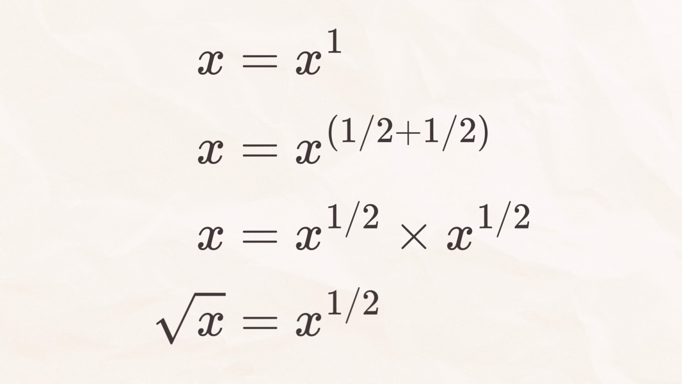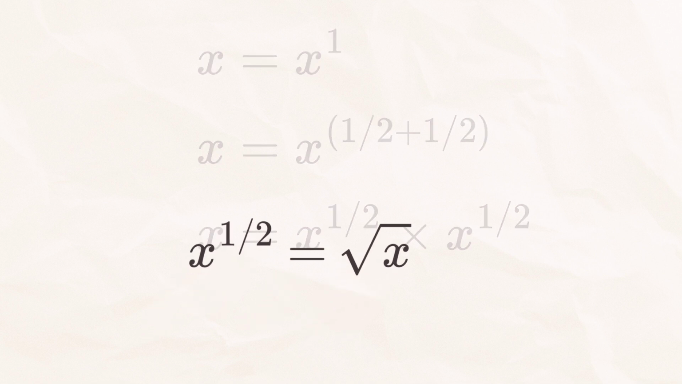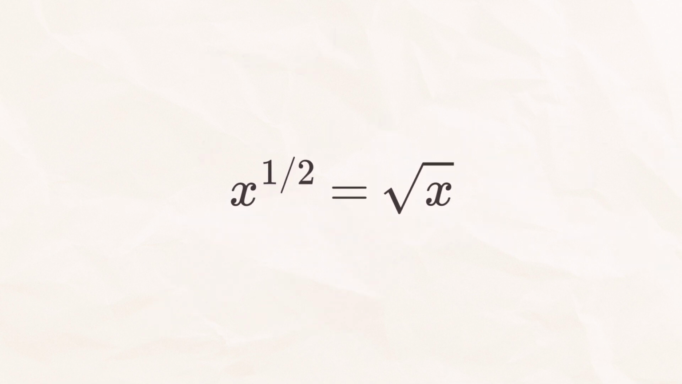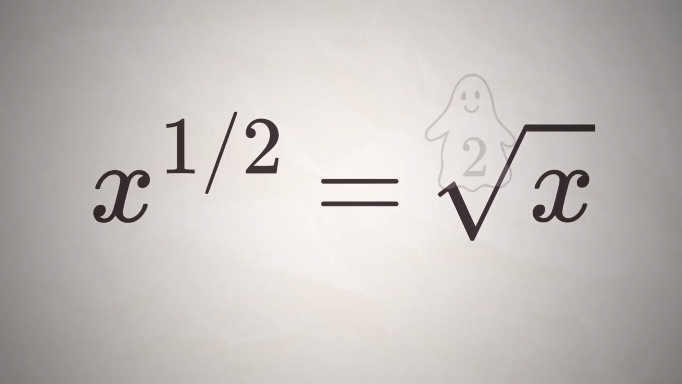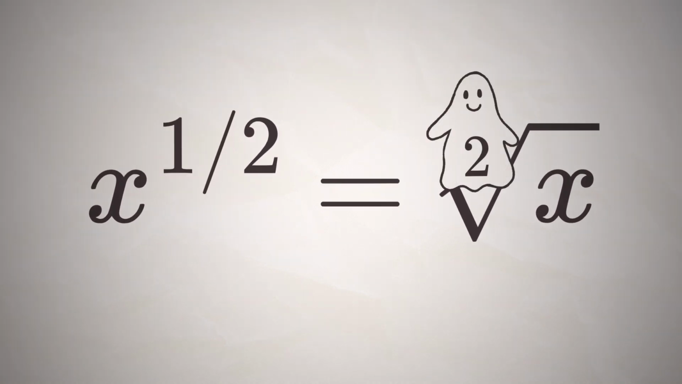And there you are. The square root of a number is equal to that number raised to the power of 1/2. And turning this around, we see that a number to the power of 1/2 is the same as the square root of that number. So we've solved the mystery of at least one fractional exponent. But remember, that ghost of the index of 2, it's still there.